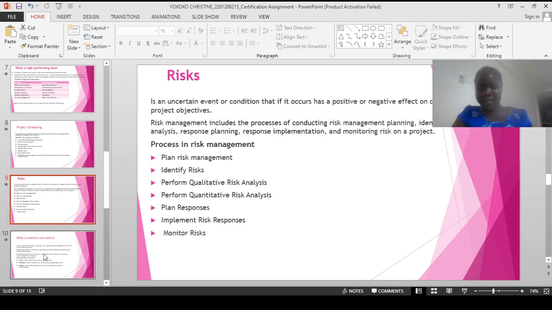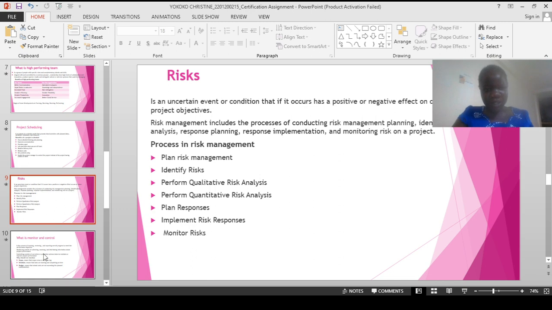Then we can look at risks. Under risks, we can say these are just uncertain events or conditions that, if they occur, have a positive or negative effect on one or more project objectives. It can be a high risk, a low risk, or a moderate risk. Risks have levels.